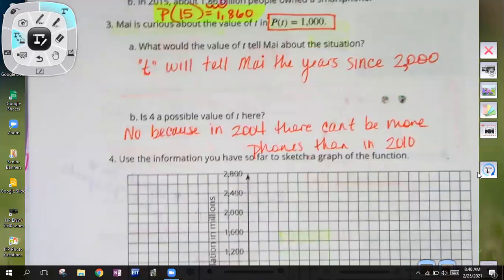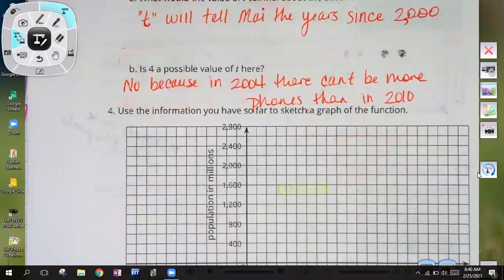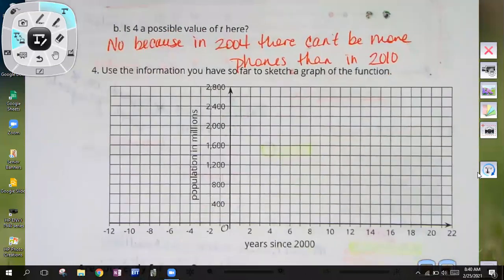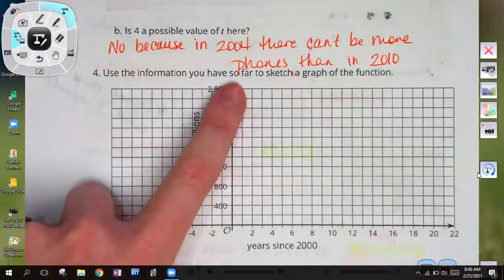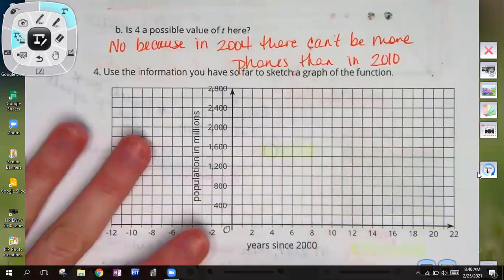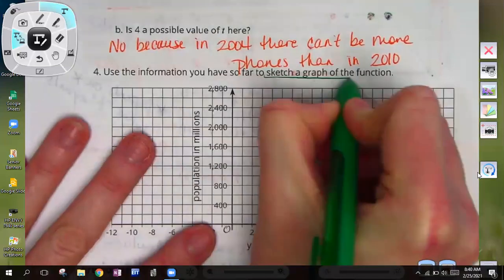All right, so that brings us to number 4. Y'all remember those 4 functions that I told you we were gonna use again? Well, this is where we're gonna use them. We're gonna use the information you have so far to sketch a graph of the function.